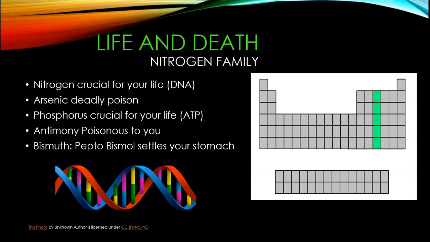The nitrogen family is the green of life and death. Nitrogen is the green of life itself since it makes up your DNA. Arsenic is a poison that is depicted as green in movies and TV, and bismuth at the bottom is the Pepto-Bismol that soothes your stomach when you're feeling green around the gills. There's one more recently discovered element at the bottom of this family. Will it be life or death?